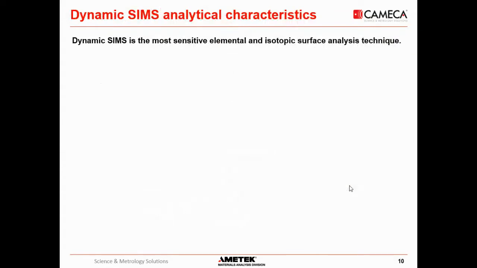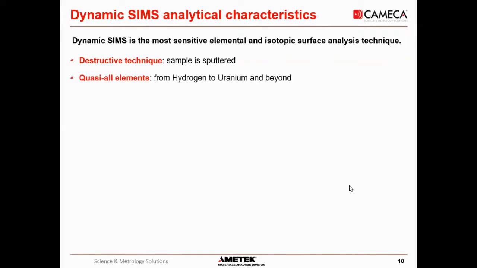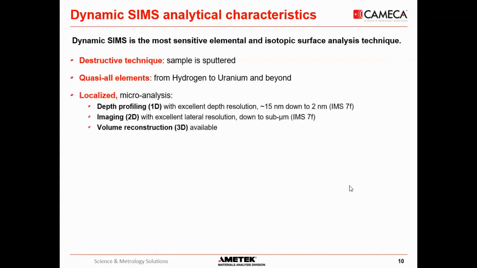So to summarize, dynamic SIMS is a highly sensitive surface analysis technique. It is a destructive technique. The sample is sputtered. Quasi all elements can be analyzed, from hydrogen to uranium and beyond. It provides in situ localized microanalysis, both, as we've seen before, depth profiling, imaging, and also 3D volume reconstruction. So very high sensitivity with very good detection limits from ppm to ppb level.